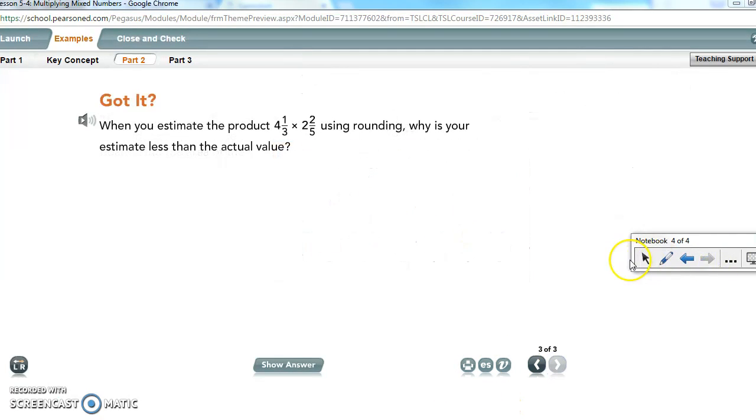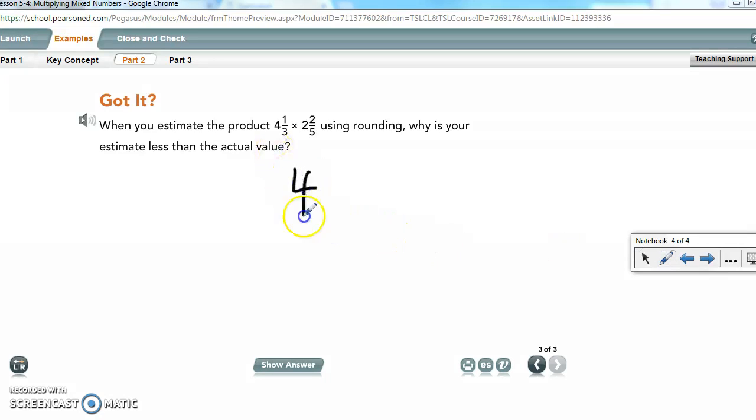This next one I want you to start on your own. Okay? I want you to estimate the product of 4 1/3 times 2 2/5 by rounding. We want to talk about why our estimate is less than the actual value. So first, go and solve it. Freeze your screen, try it on your own.